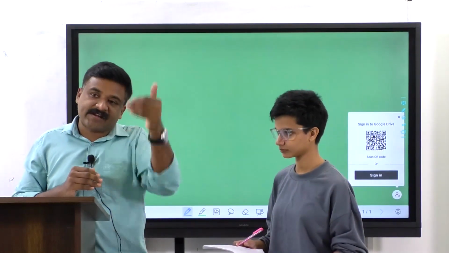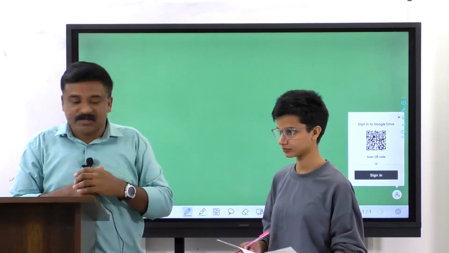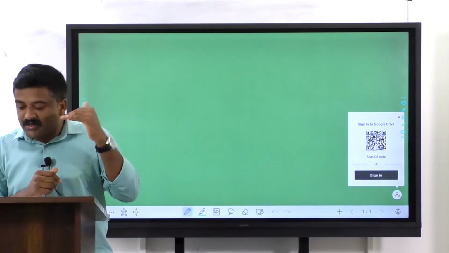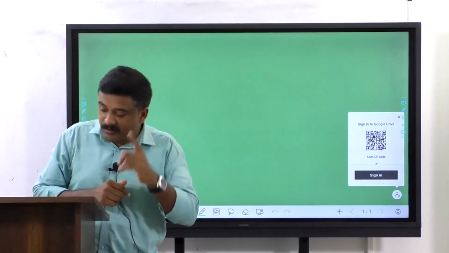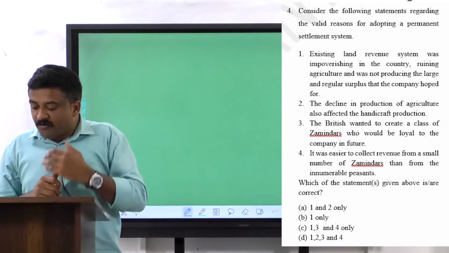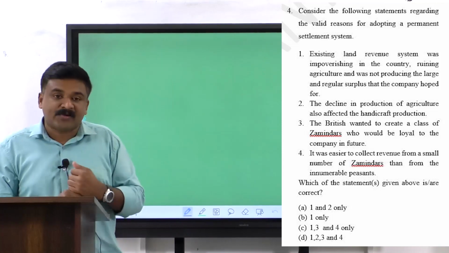In fact, the first, second, third statements are correct regarding this Anglicist to Orientalist controversy. So the first statement is correct, the second statement is correct, and the third statement is also correct. Okay, your answer is C. Moving on to question number 4, consider the following statements regarding valid reasons for adoption of the permanent settlement.